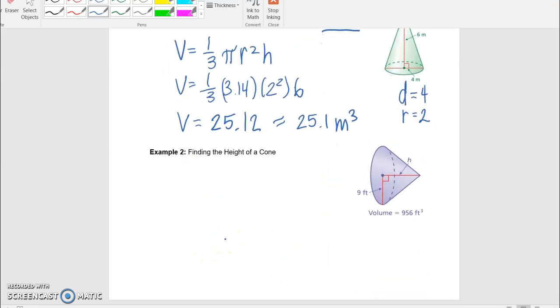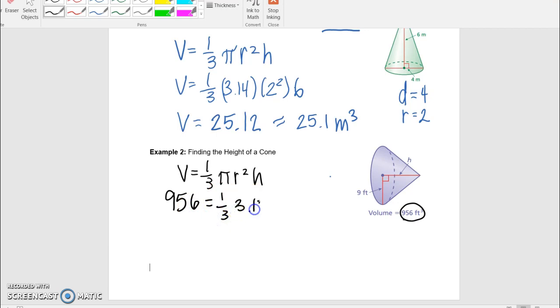Let's move down to example 2. Find the height of a cone. So now we're going to use our formula again. The volume is 1/3 pi r squared h, and we're given the volume this time. So we're going to plug that in for V, 3.14 for pi. Our radius is 9, so I'm going to put 9 squared in parentheses, and the height is my unknown value.